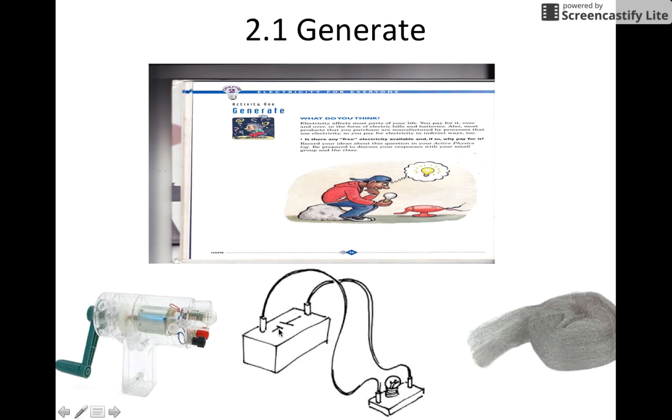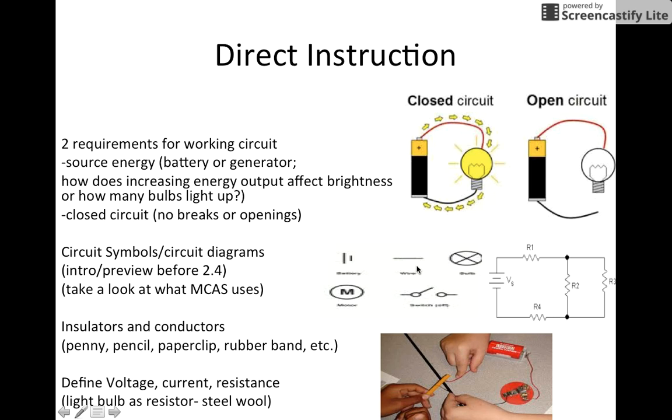I also like that batteries are available. As you can see, the circuit is hooked up to a battery, to give students the option of using a battery as well. And there's some use of steel wool in this 2.1 lesson where they will be hooking steel wool up to the generator, and we'll talk about what we could discuss with students as the current goes through the steel wool as we get to some of the direct instruction.